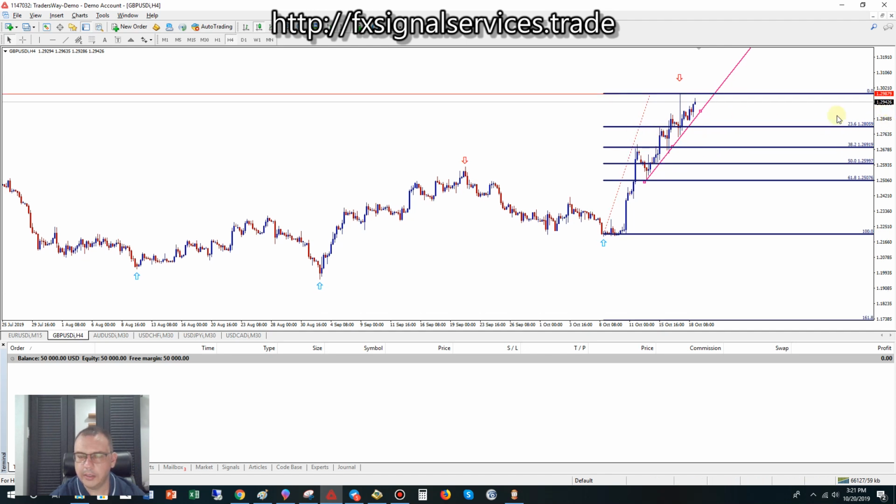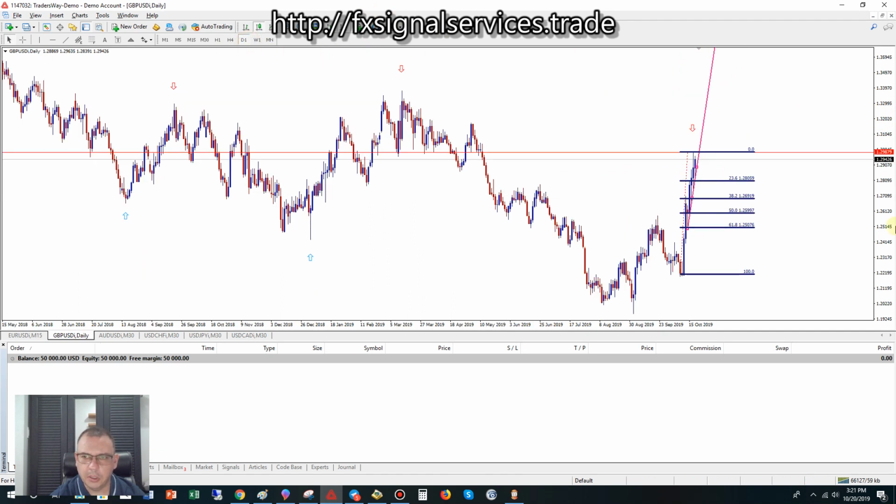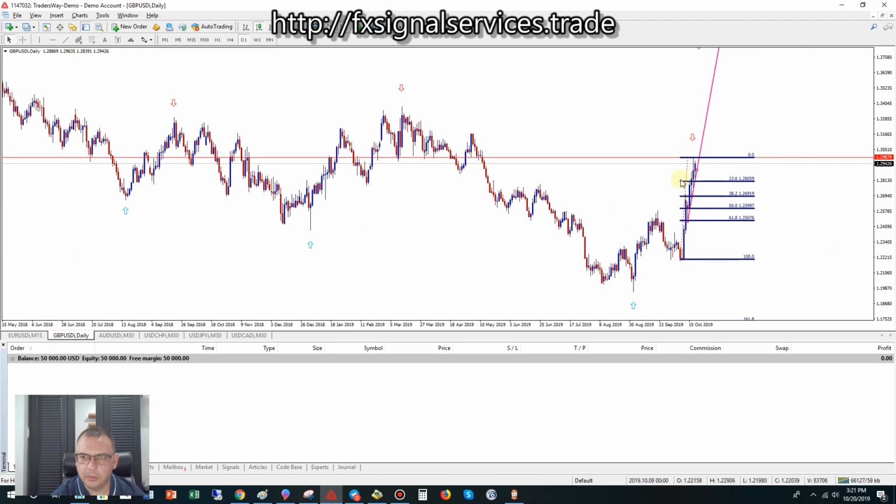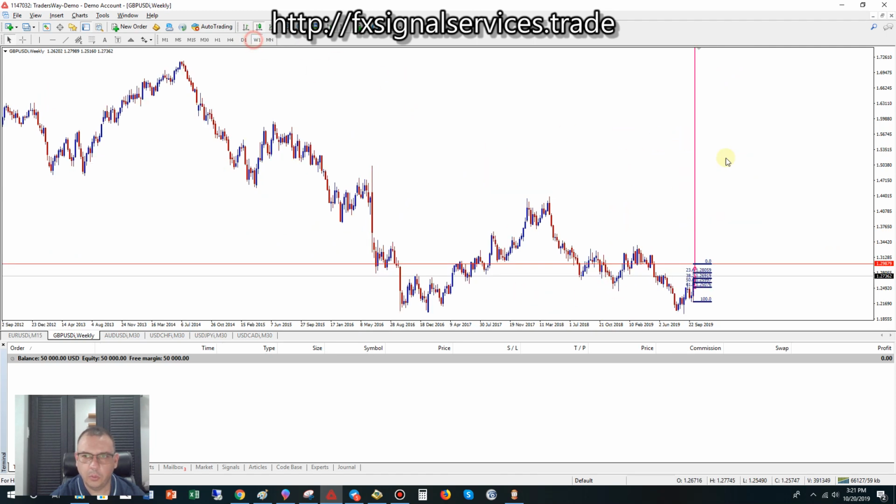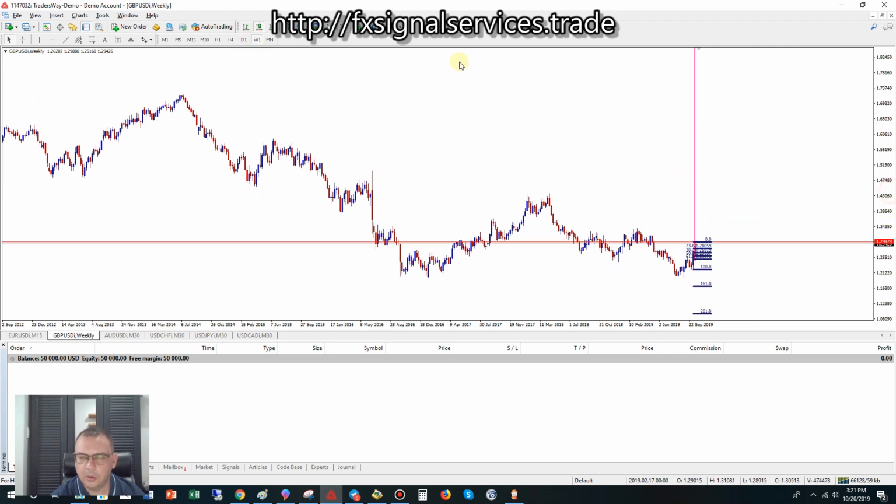So either way, you'll get profit. I'm thinking it's going to break and keep going up, because if you look at the daily chart, well, we have a down arrow, but the weekly chart, I know for a fact, only has an up arrow.